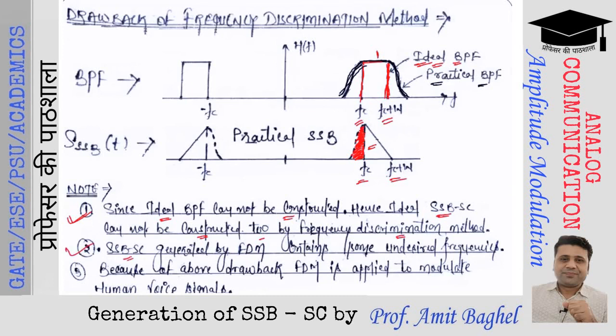Note number 2. SSBSC generated by the frequency discrimination method contains some undesired frequencies. Note number 3 says, because of the above drawback, the frequency discrimination method is applied to modulate human voice signal. What is a human voice signal? Human voice signal has a frequency range between 300 Hz to 3.5 kilohertz. That means a human voice signal does not have any components in the frequency range of 0 to 300 Hz.